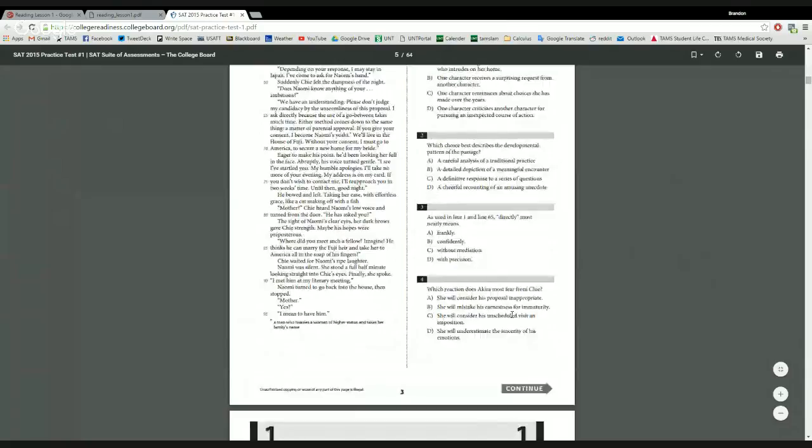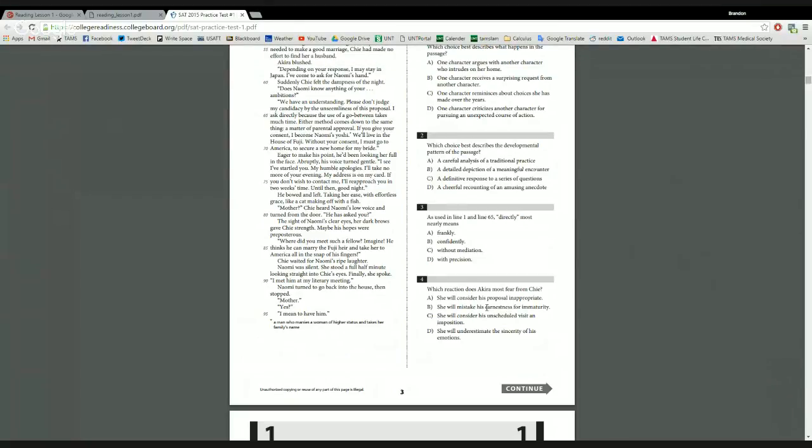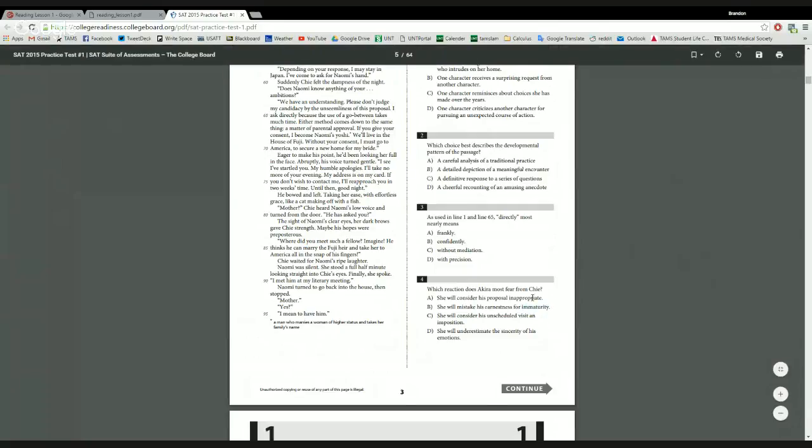So, what reaction does Akira most fear? As I said earlier, he doesn't want her to judge him based on his candidacy. So she will consider his proposal inappropriate. That's exactly what he's fearing or assuming she might do. So that seems like it's correct. B, she'll mistake his earnestness for immaturity. He is being quite earnest, but we can't assume that immaturity is the word here, so that's incorrect.